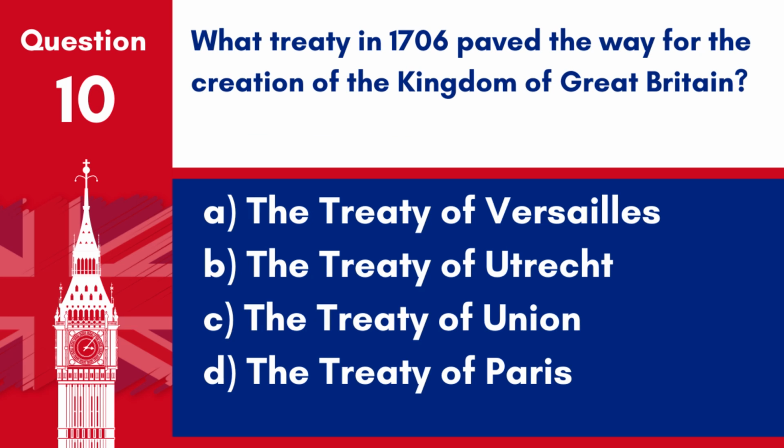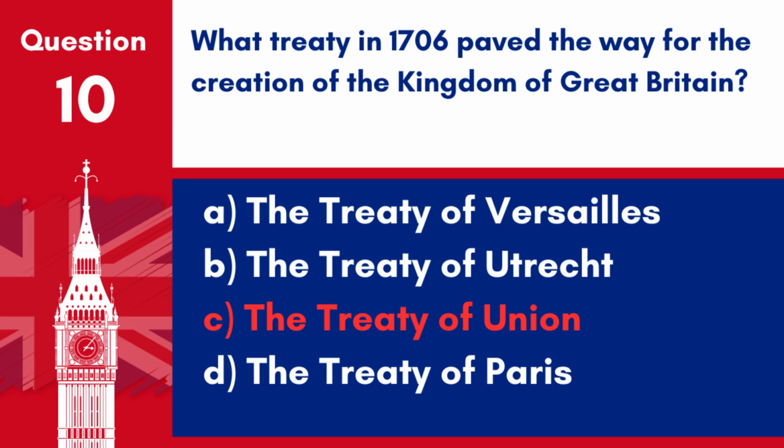Question 10. What treaty in 1706 paved the way for the creation of the Kingdom of Great Britain? A. The Treaty of Versailles, B. The Treaty of Utrecht, C. The Treaty of Union, D. The Treaty of Paris.